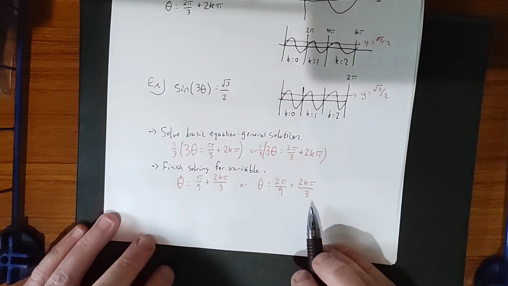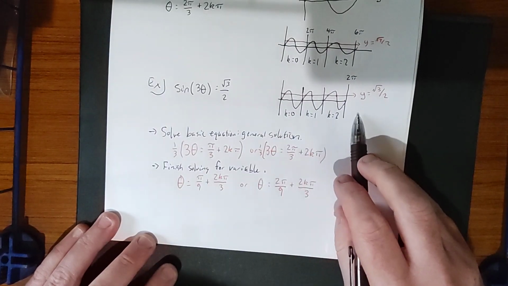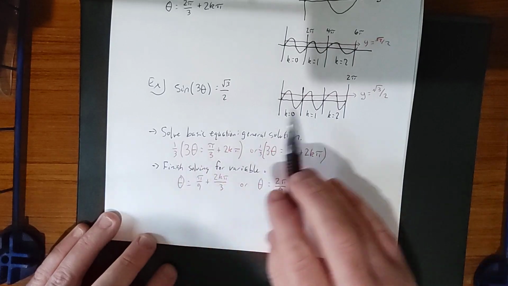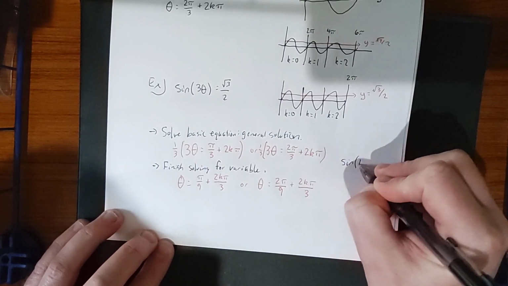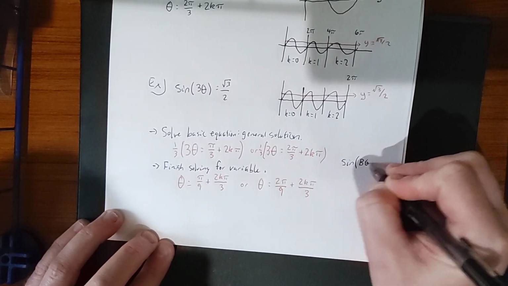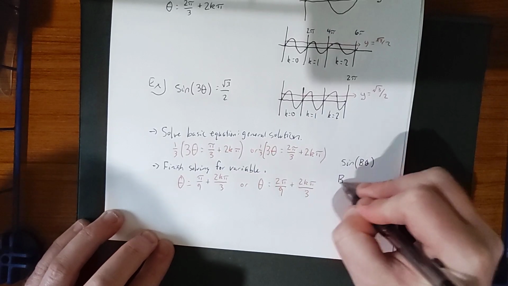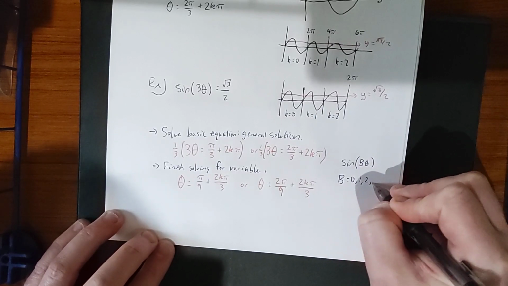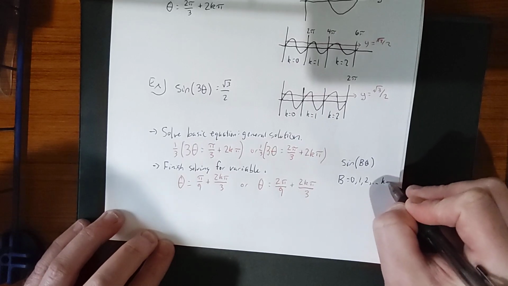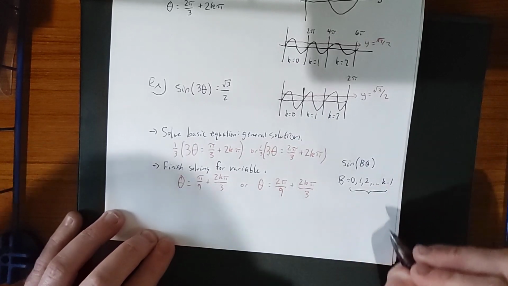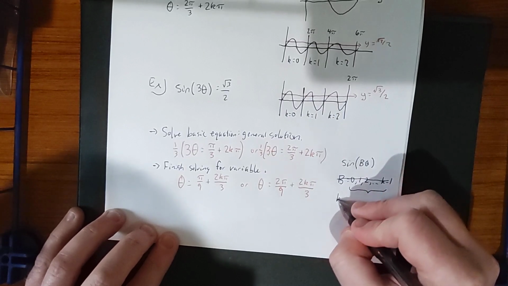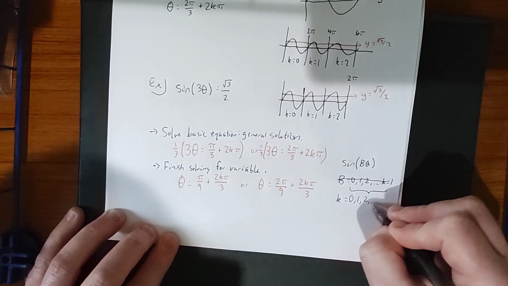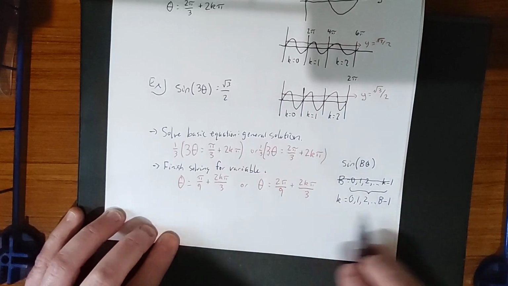Several values of k will produce an angle between 0 and 2 pi. In the case of this multiplier being 3, there are a total of 3 values. And in general, when you have the sine of b times theta, or b times x, then k equals 0, 1, 2, all the way up to b minus 1. Let's see if I said that right. No, I don't think I said that right. It'll be k is equal to 0, 1, 2, all the way up to b minus 1. There we go. That's the right way to say that.